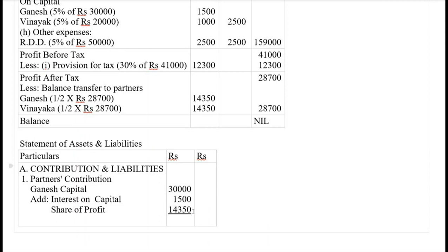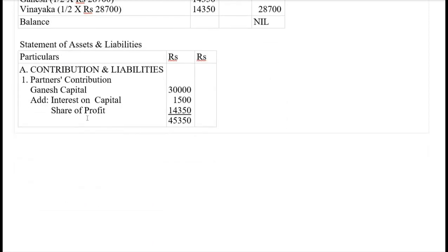Then the next one comes here. The sum of this will be 45,350. From this we should subtract less drawings. The drawings given in the problem are rupees 10,000. So let us take his balance to the outer column, that is rupees 35,350.